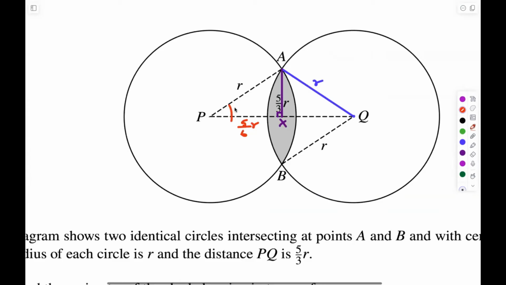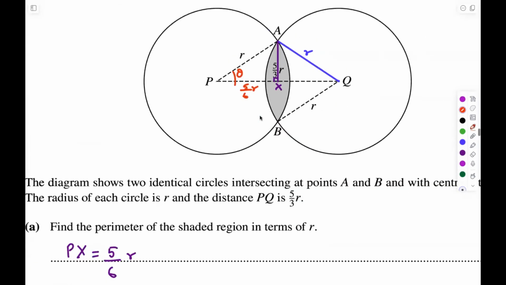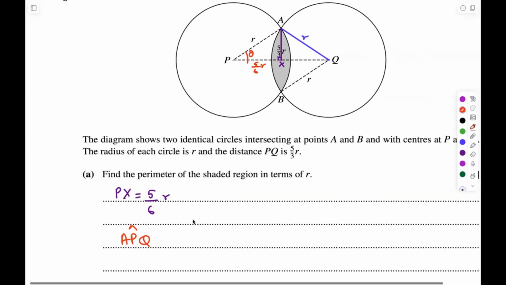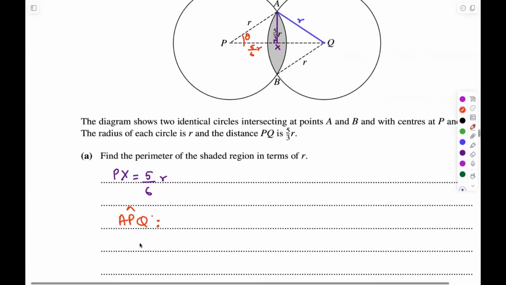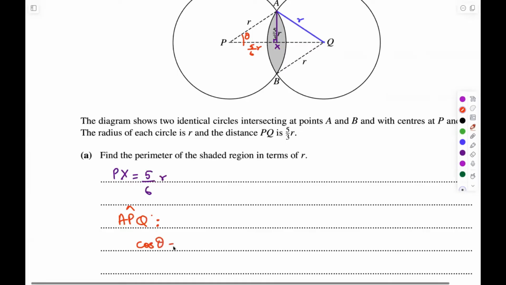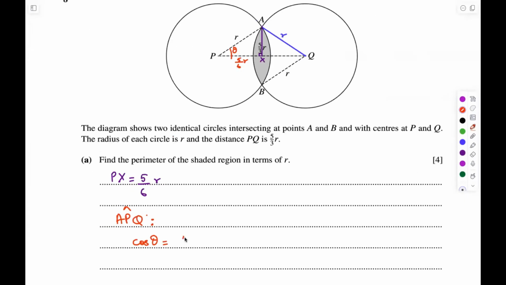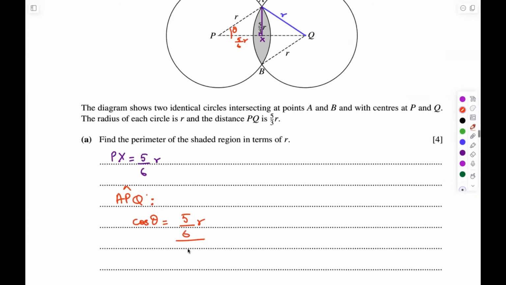As it is adjacent to this angle, let's call this angle theta. As it is adjacent to the angle theta, we can use cos over here. So cos theta will be equal to the length of PX, which is 5 upon 6r, upon the hypotenuse, which is r. So r and r will cancel out, taking cos inverse of 5 divided by 6.